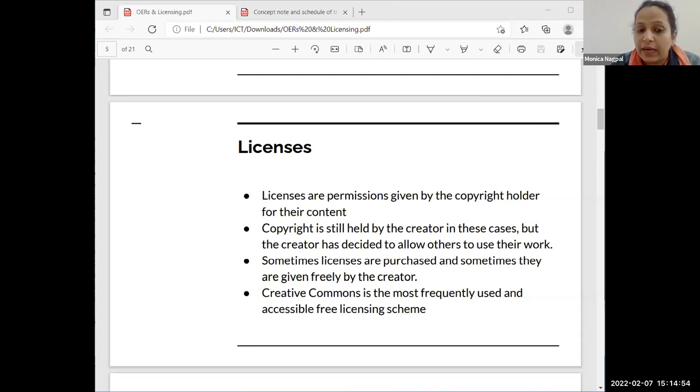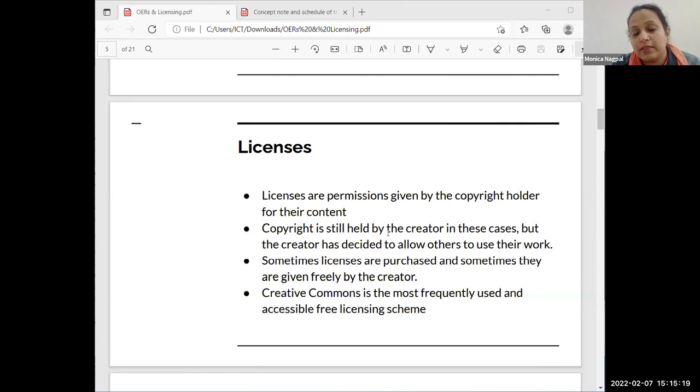So here, we are not getting into any official process of getting copyright, but the creator itself is assigning a license to their work, only when he has created the work by himself. There are licenses which are available for purchase also. There are licenses which are available free of cost also.